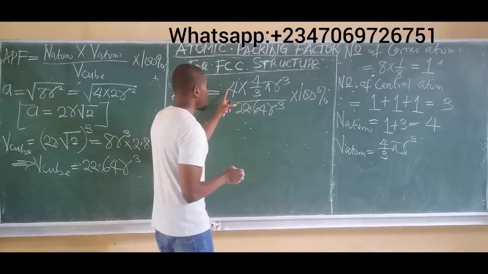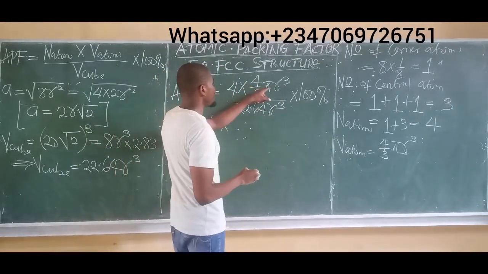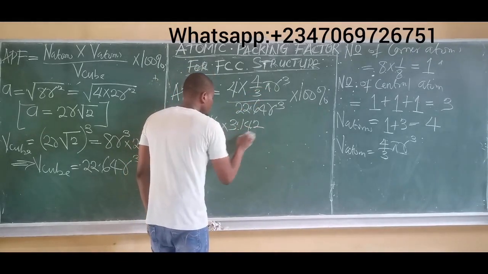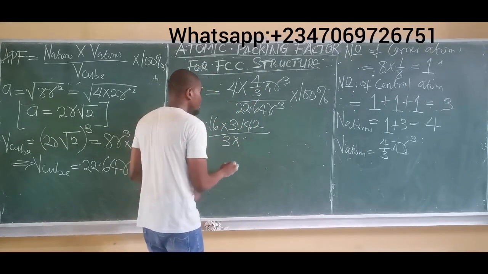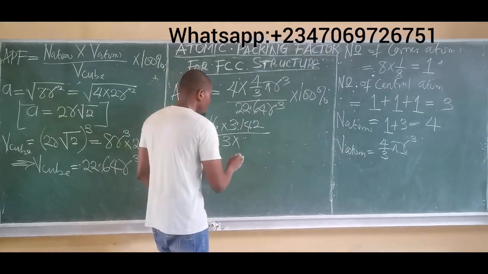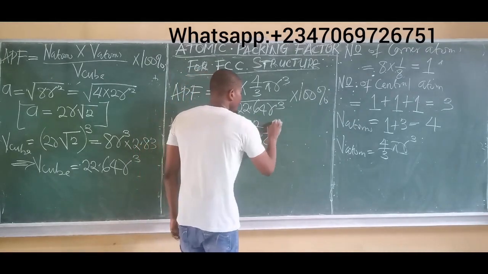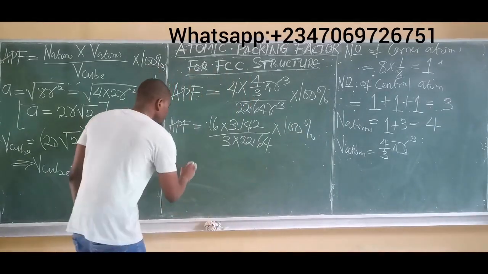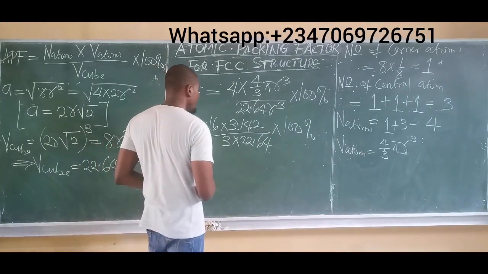So the atomic packing factor is equal to, so you observe that r cube cancels r cube. Now you have 4 times 4, that gives you 16, multiplies pi, and pi is equivalent to 3.142, all over, remember there is 3 there, all over 3. Now let's put 22.64 up. It becomes 3 times 22.64 multiplied by 100%. So this is going to be equal to, let's obtain 16 multiplies 3.142.